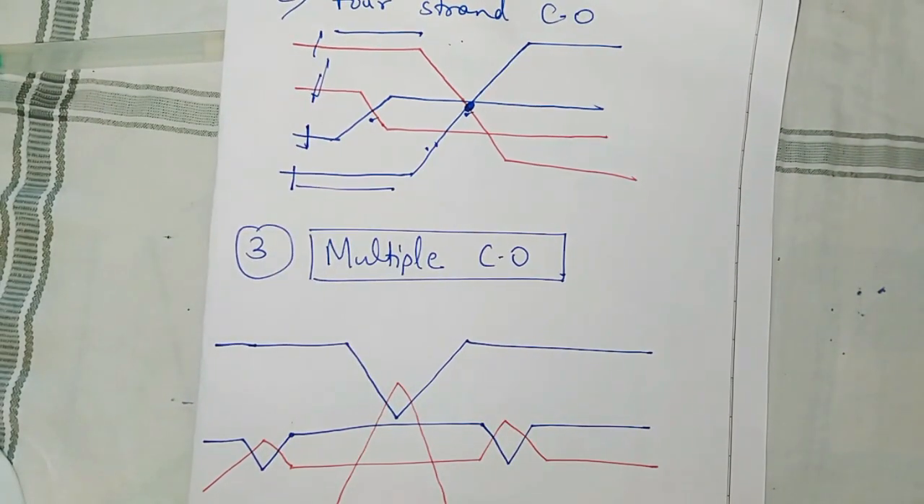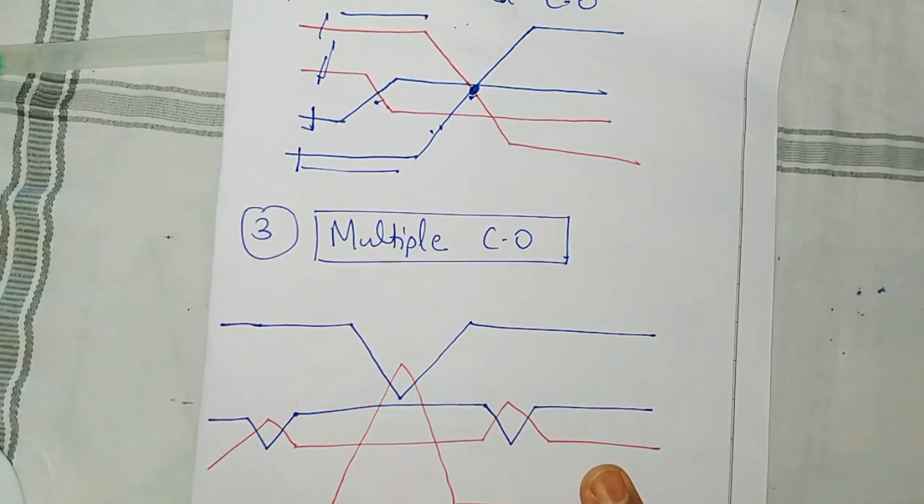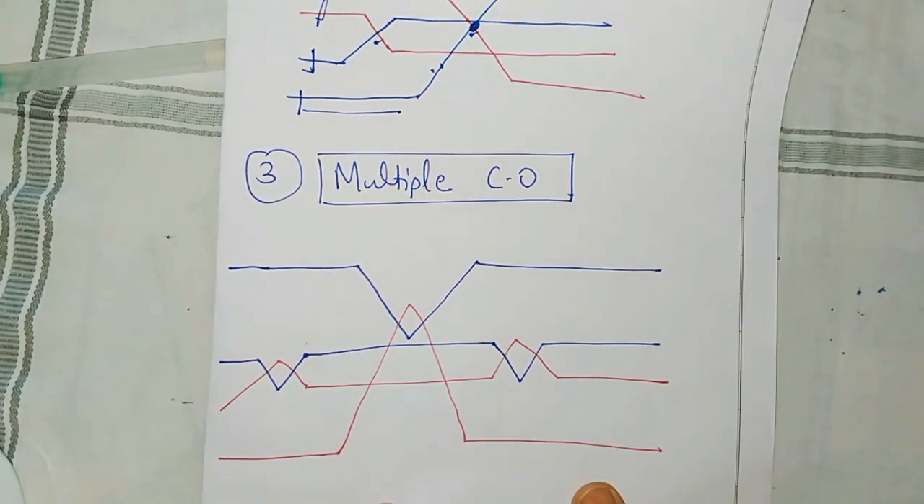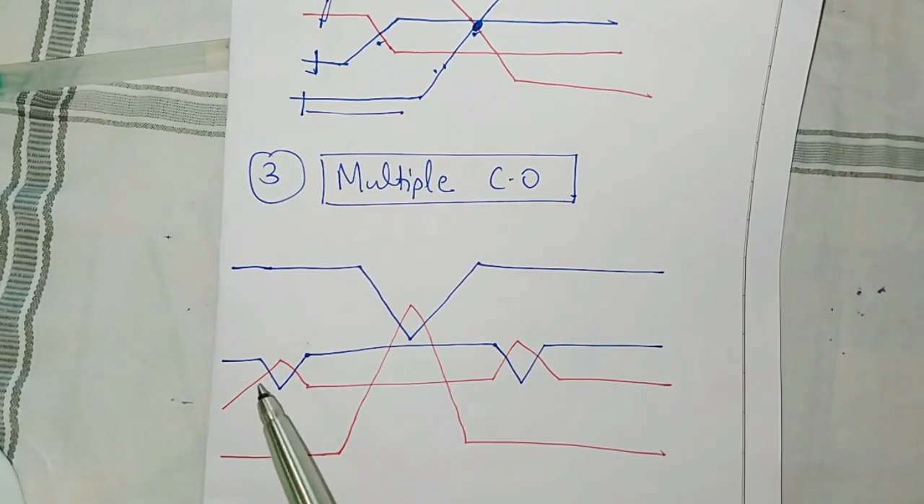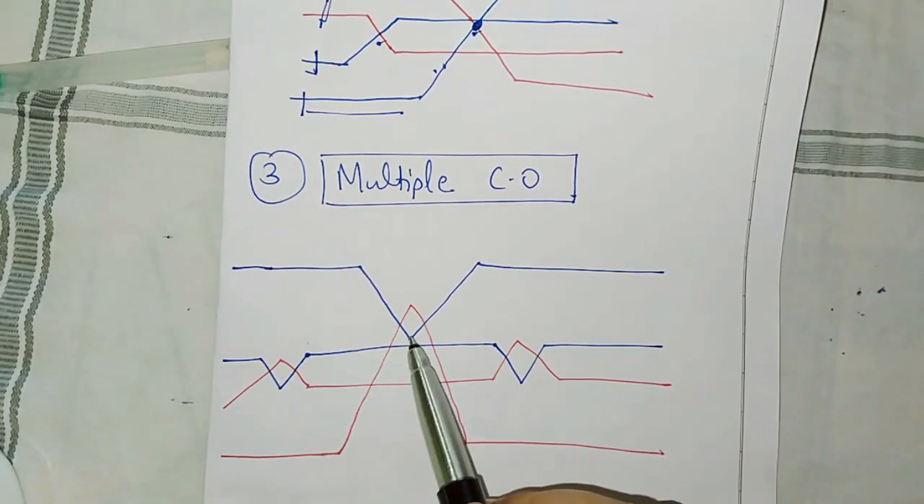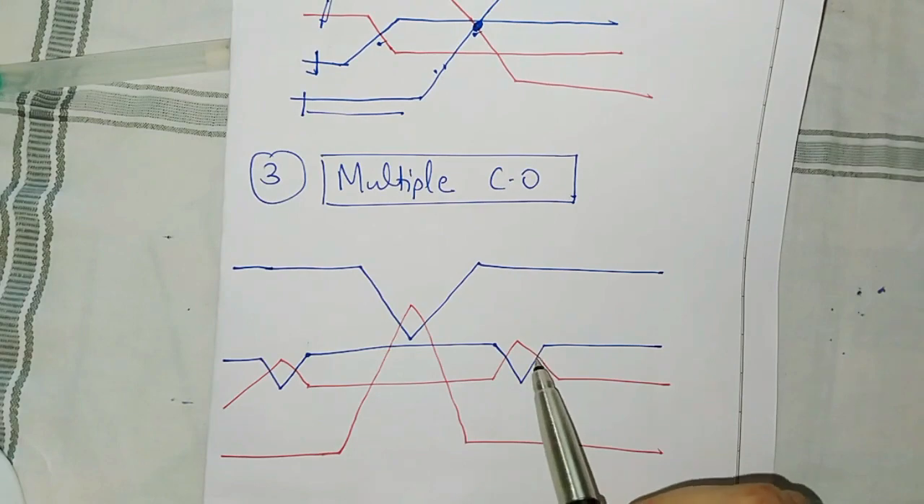This is the third type of crossing over, that is multiple crossing over. Here crossing over or exchange will take place at more than 2 points. See, it is taking place over here, over here, over here, here, here, here.